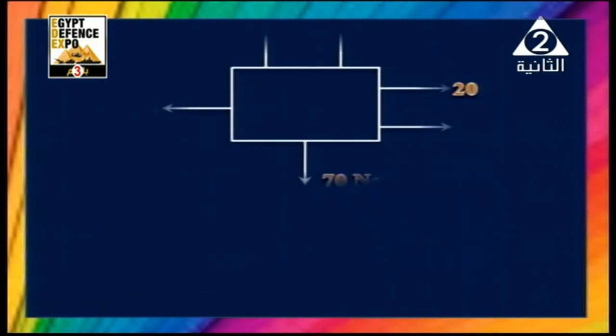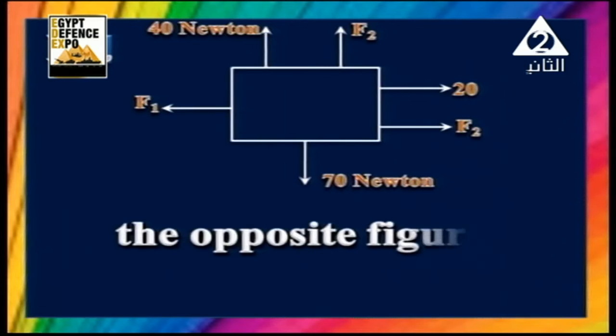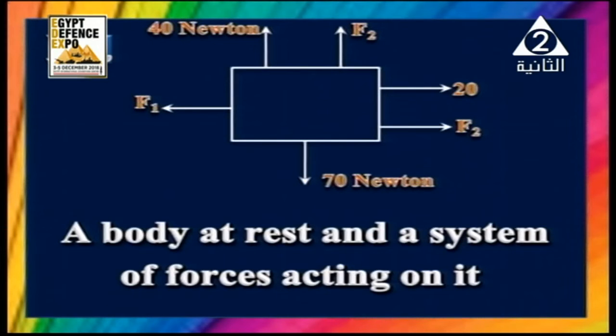Look at the first example. My dear student, in the opposite figure we have a body at rest and a system of forces acting on it. The body at rest is in equilibrium. The vertical forces up must equal the forces down. Also the horizontal forces to the right equal the forces to the left. The sum of the forces up equals the sum of the forces down, and the sum of the forces right equals the sum of the forces left.